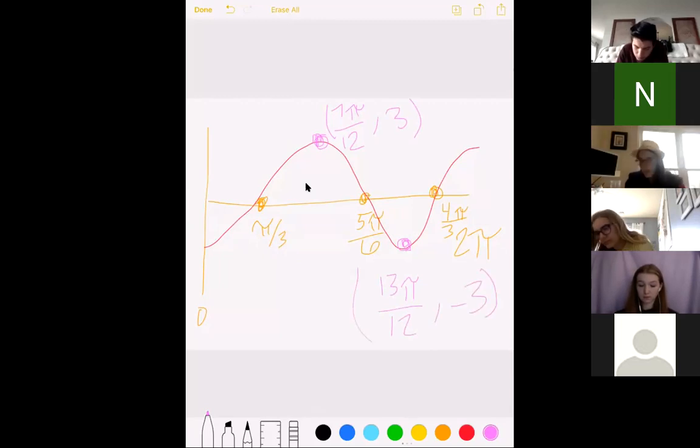Wait, so how is it 3? It's the amplitude. Okay. So they told us the amplitude was 3, and since the amplitude is the distance from the maximum to the midline. Okay.